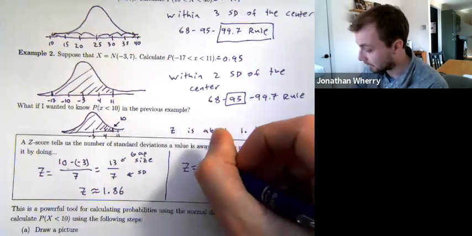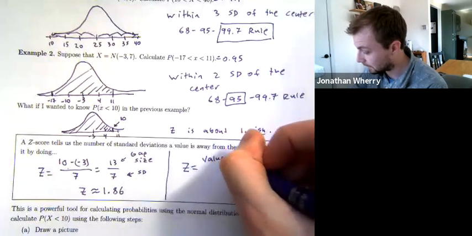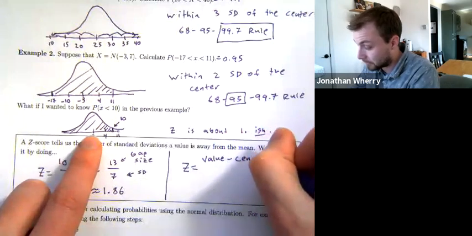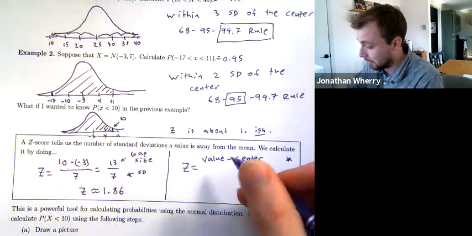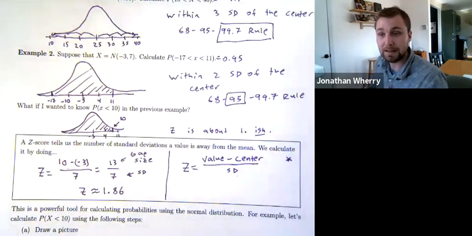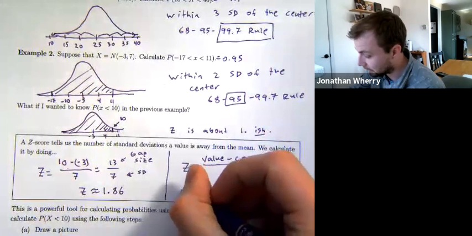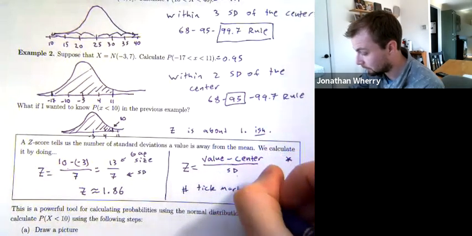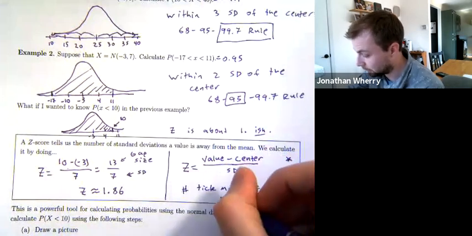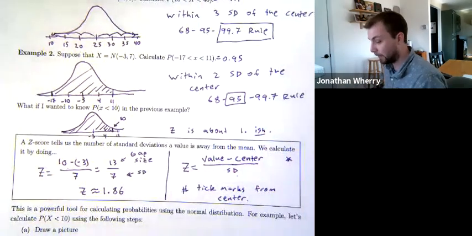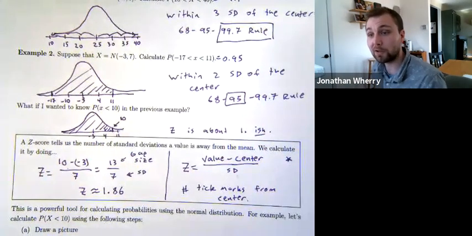So to find the z-score, I take the value that I care about, I subtract the average or the center. I'm going to informally just call this thing center, and I'm going to divide it by the standard deviation. Again, you should think of this as being the number of tick marks from the middle, or from the center. And if we had something like a normal table, we could look these tick marks up. Let's see what that looks like.